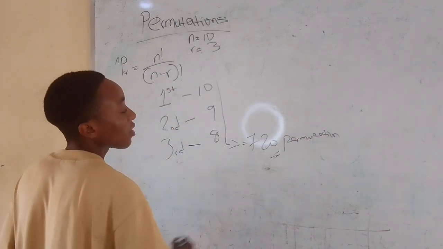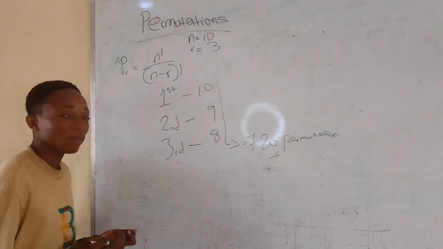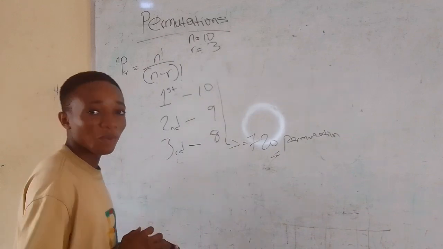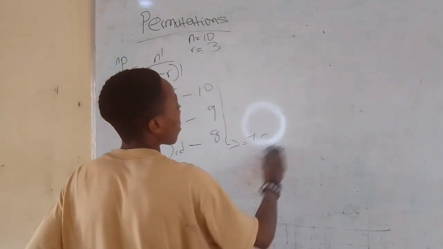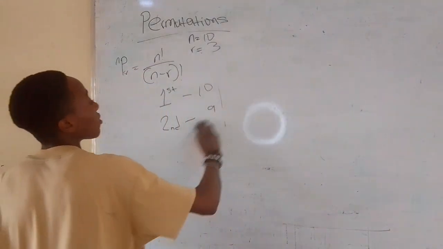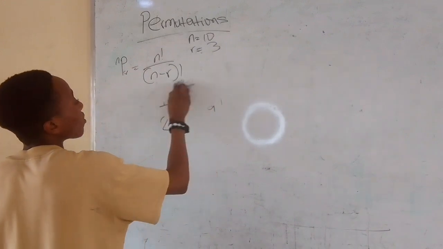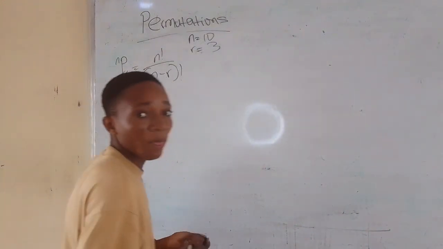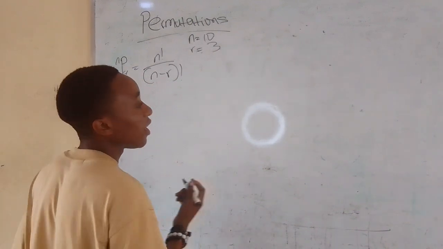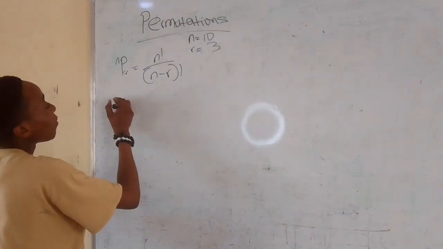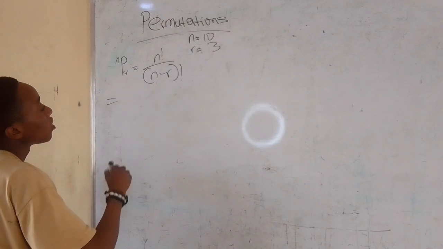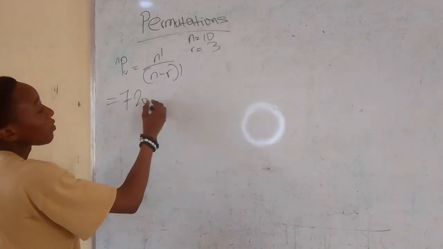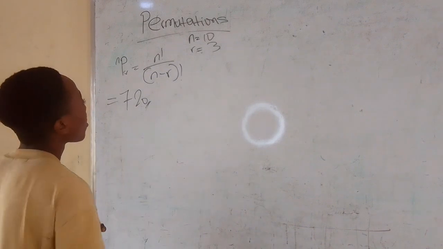And this is your final answer, 720 as your permutation. But we can also use our formula. Let's try the formula. Remember, the result we got the first time as our permutation is equal to 720. Let's just keep this at the back of our mind. Now let's use the formula.